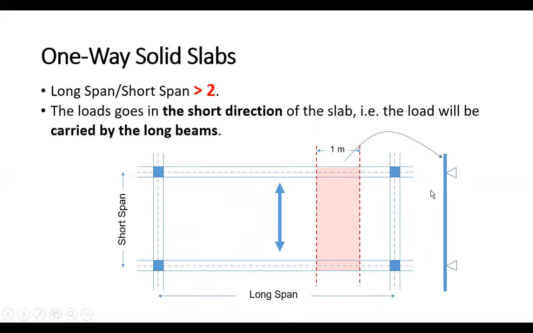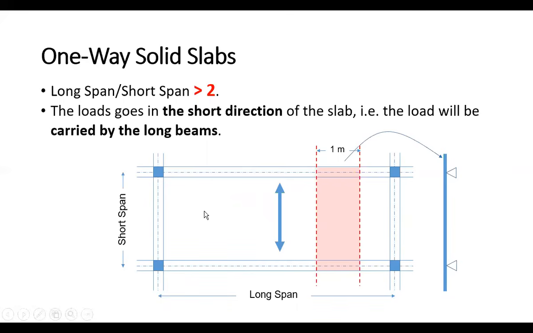And then we'll design this one as a rectangular section of B equals 1 meter, 1000 millimeter, and the H equals the HF, or the H of the slab. So the reinforcement that we get in this case will be the reinforcement in the short direction, or we call it main reinforcement.